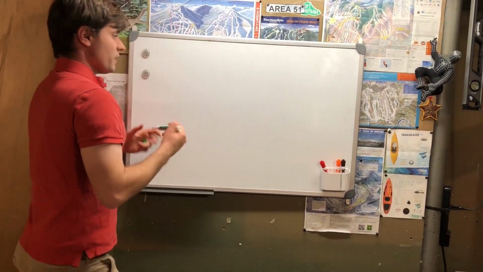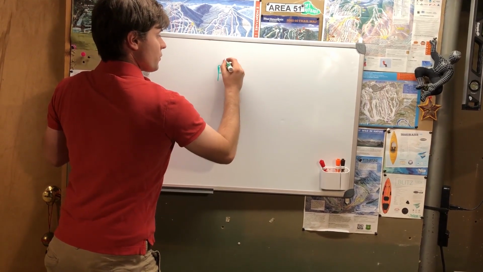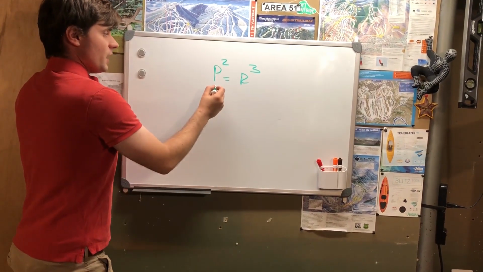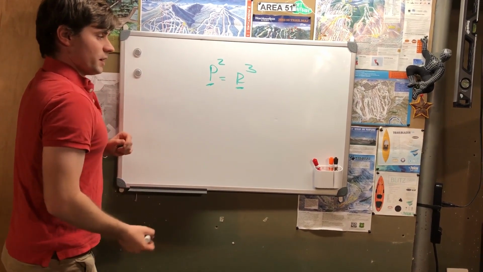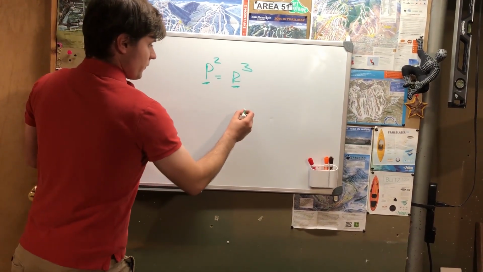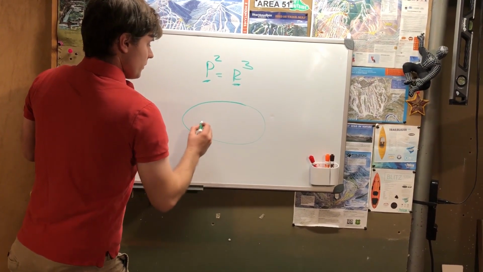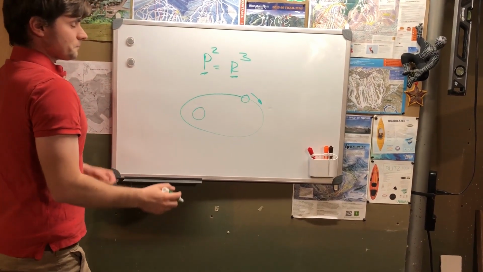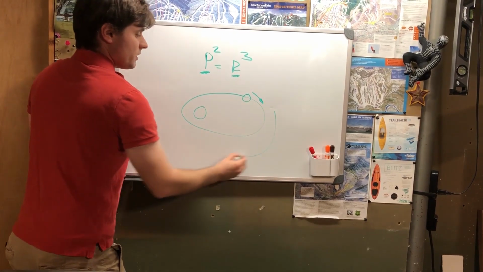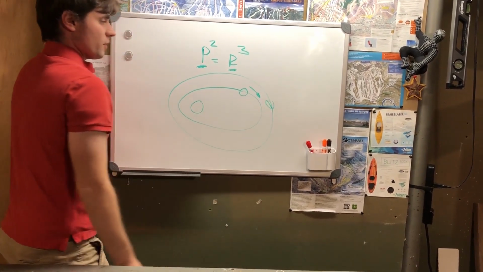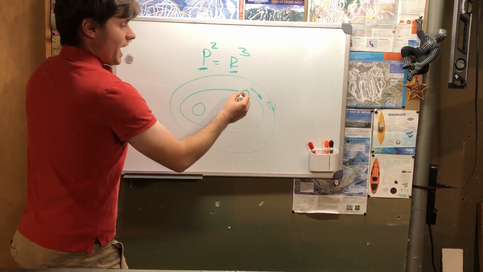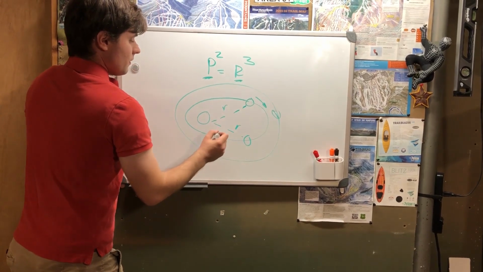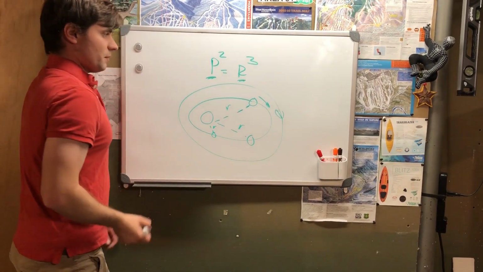And basically what it says is that the period of rotation squared is equal to the radius cubed. Now, this is the average period and the average radius. So, if we go back to the solar system real fast, you have your elliptical orbit, the sun at one of the foci, and the Earth going around. The period, which is the time it takes for the Earth to go around the sun once, squared is equal to the average radius, or the average distance that the Earth is from the sun.